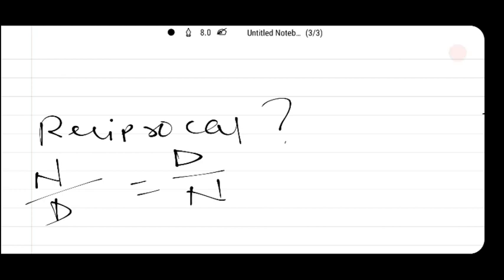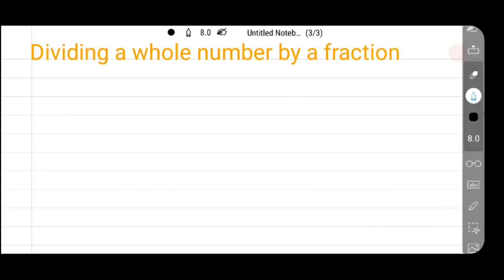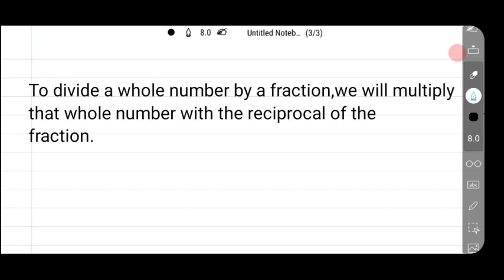Let us take an example. Suppose 2 upon 3. Its reciprocal is 3 upon 2. How? Because numerator 2 is changed into the denominator and denominator 3 is changed into the numerator. Next, dividing a whole number by a fraction. To divide a whole number by a fraction, we will multiply that whole number with the reciprocal of the given fraction. I have now told you about the reciprocal.